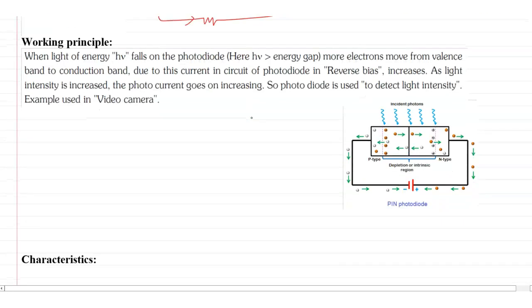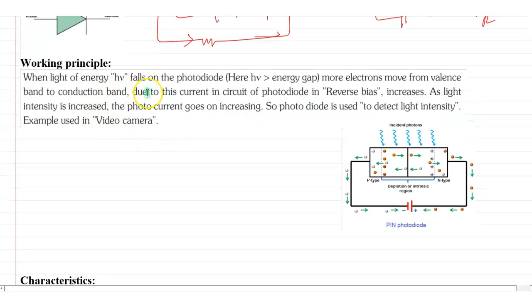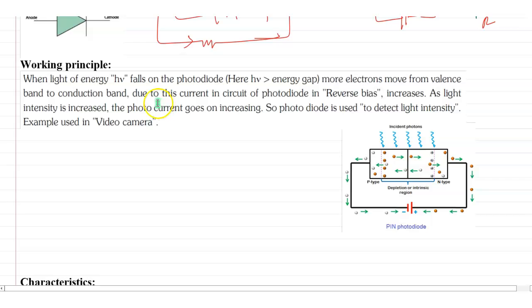So the working principle: when light of energy h nu falls on a photodiode, where h nu is more than the energy gap, more electrons move from the valence band to the conduction band. Due to this, the photodiode circuit is in reverse bias, and we get a reverse current. As light intensity increases, the photocurrent increases. So a photodiode detects light intensity.